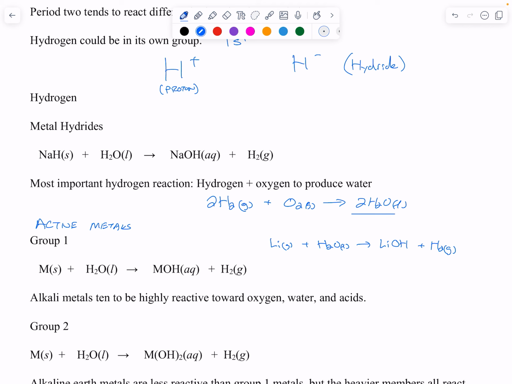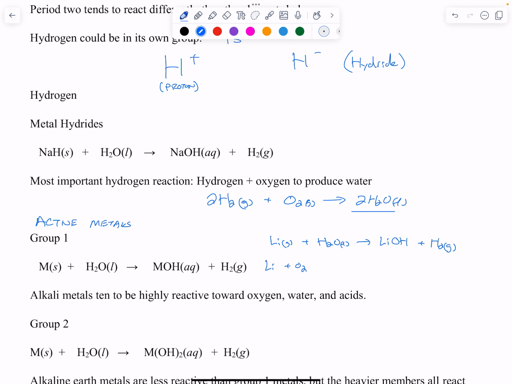It's kind of neat. Now, sometimes these react with oxygen as well. So lithium plus O2 goes to lithium oxide. And you need a 4 there and a 4 there. However, potassium plus oxygen goes to potassium superoxide. And that's because the superoxide is actually more stable with potassium. Lithium, I think, is too small for it to be stable. Right? So some of the heavier group 1s with oxygen can make the peroxides. Right? And so all the alkali metals tend to be highly reactive toward oxygen, water, and acids.